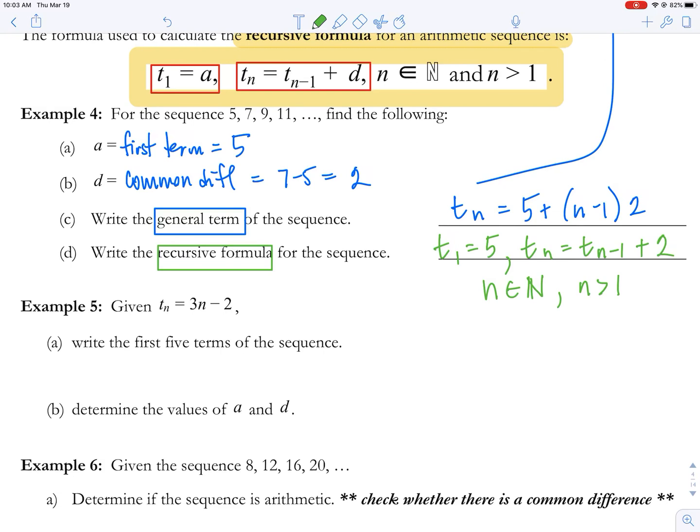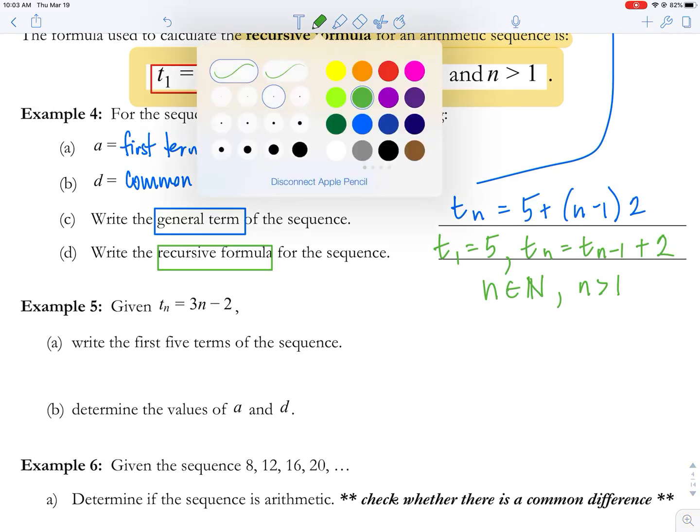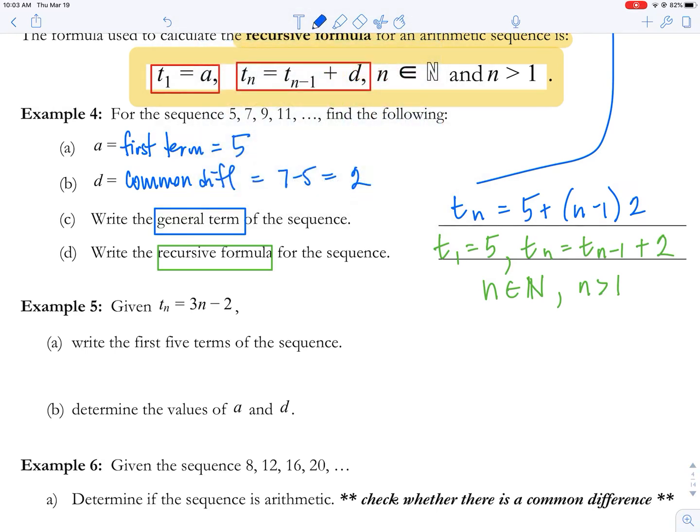Example 5 says, given tn equals 3n minus 2. So I hope that by looking at that, you notice that it doesn't look for anything where it's t n minus 1. So this is not a recursive formula. This must be a general term because there's no t n minus 1. Just something to note. It then says write the first 5 terms of the sequence.